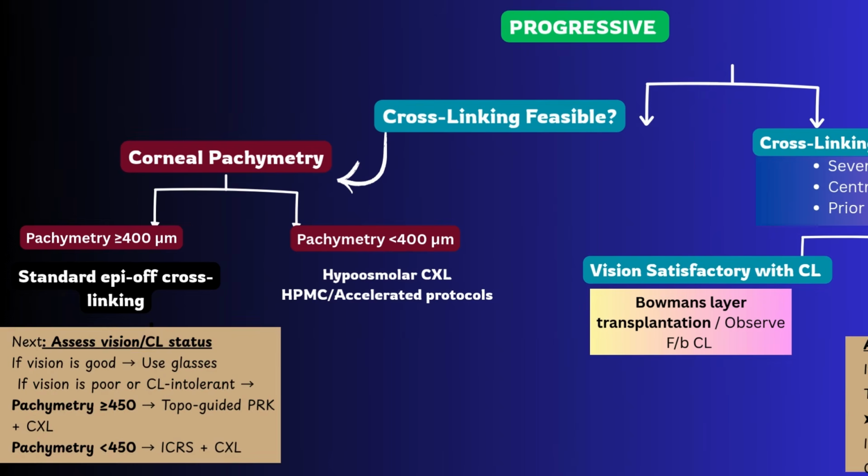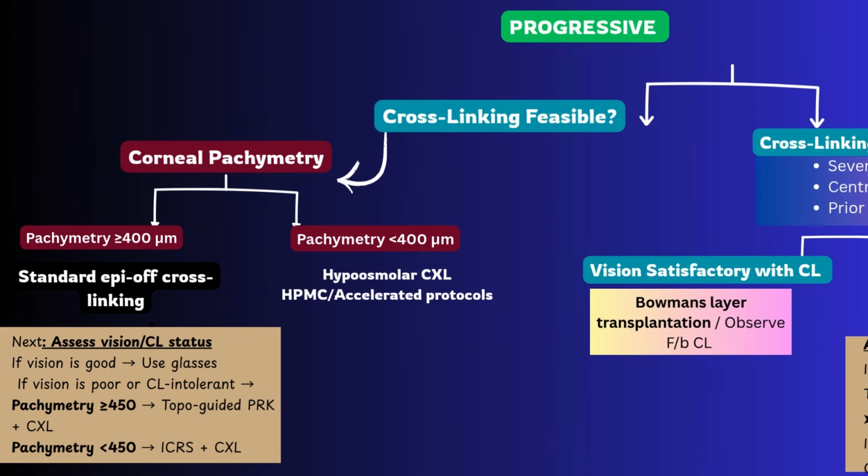So now after cross-linking, whether it is standard or modified, your next job is to assess vision and contact lens status. If the vision is good, you can just prescribe glasses and fit them with the contact lenses, but sometimes patients might have poor vision or might be contact lens intolerant. In those cases, you look at the other options for visual rehabilitation. What determines the next step is again pachymetry.